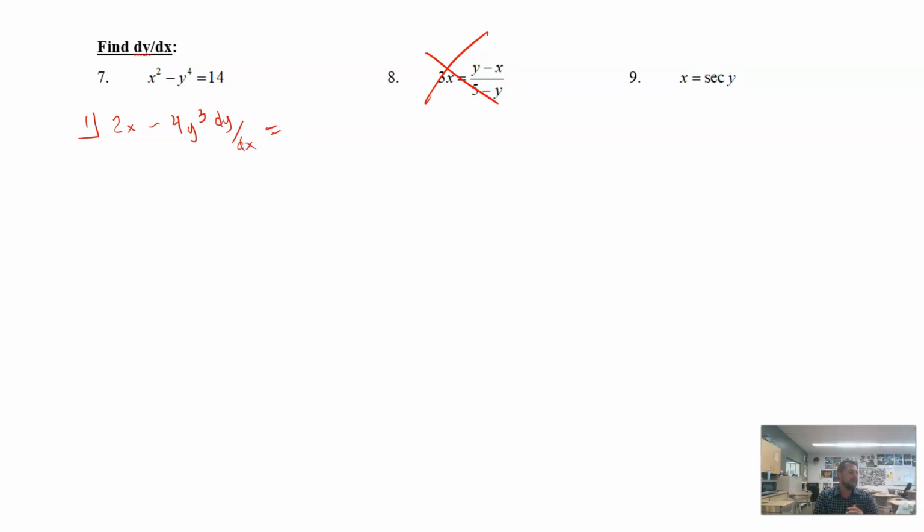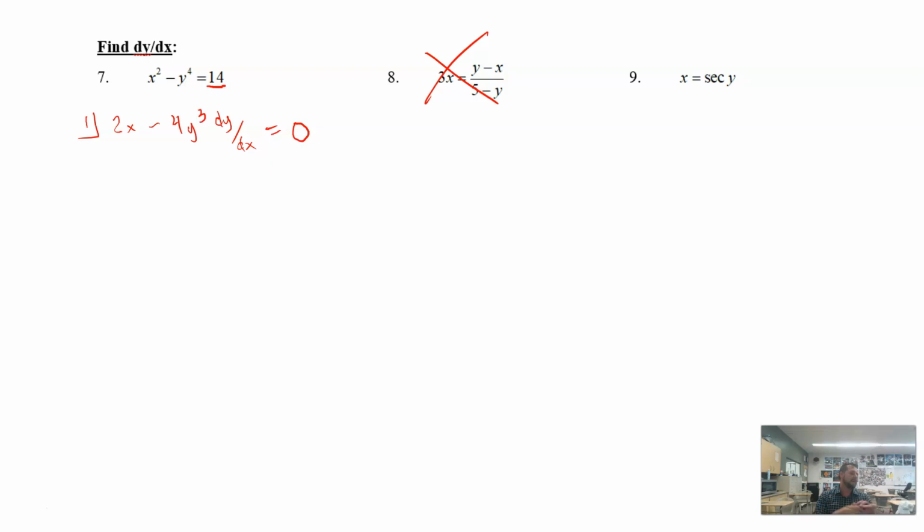One of the biggest mistakes that I see when we're looking at implicit differentiation is people forget, especially when it's just equal to a whole number and nothing else, that the derivative of any number is 0. So I would have all of that is equal to 0, not equal to 14.